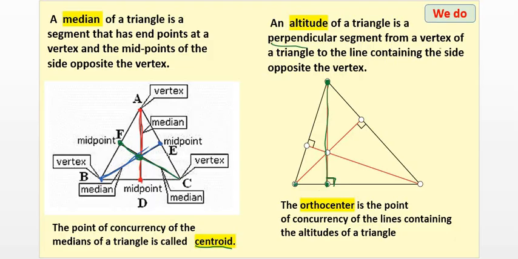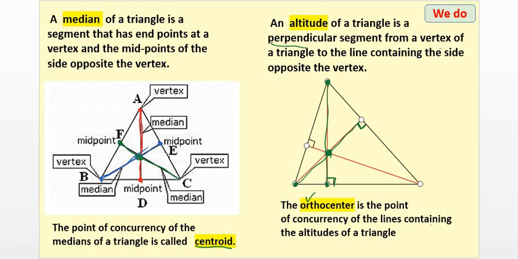Now if you look at the second vertex, from here this is the perpendicular dropped on the opposite side, and you can see here the right angle symbol. That means it's making a right angle with this side, so it is the second altitude, and this one is the third one. Where all three altitudes meet, that point is called the orthocenter, the point of concurrency of the lines containing the altitudes of the triangle.